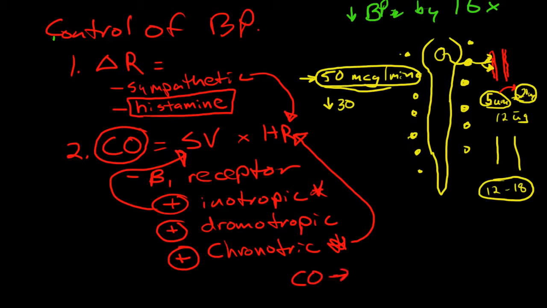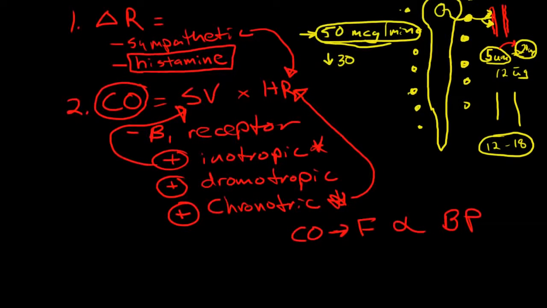Now remember, cardiac output is equal to blood flow, and it has a 1-to-1 relationship with blood pressure. So if you increase cardiac output by 50%, you're going to increase blood pressure by 50%. So an increase of 50% in cardiac output equals an increase of 50% in blood pressure. Okay, so those are the major determinants of blood pressure.